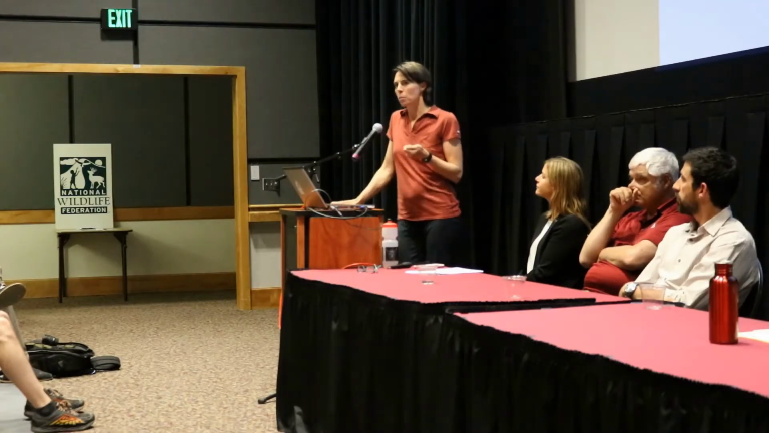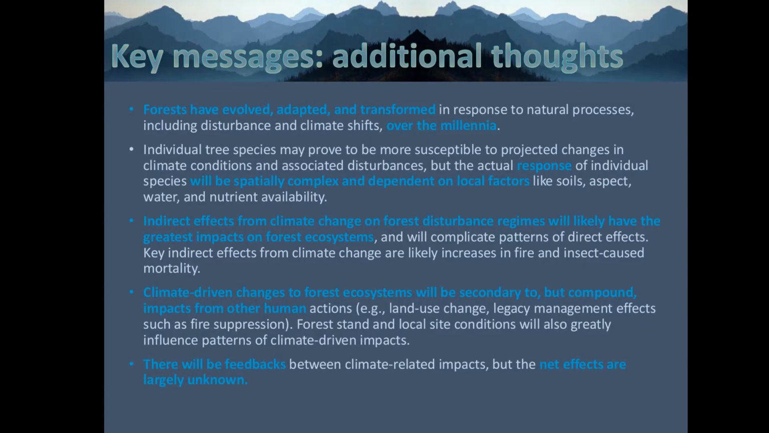Some additional thoughts about forests so you don't go home without them: forests have evolved and adapted for billions of years, and we need to understand that they have this adaptive capacity over millions of years. They've developed it, and it's not hopeless, because with a little bit of help they can continue to survive. But the response will be spatially complex, and this will largely be driven by indirect effects. Climate change impacts will be secondary to those past management practices. And feedbacks are a big part of the story, but we're not going to get into it.